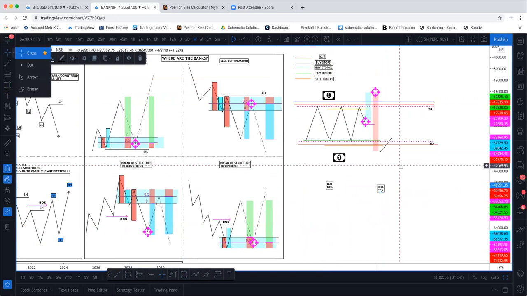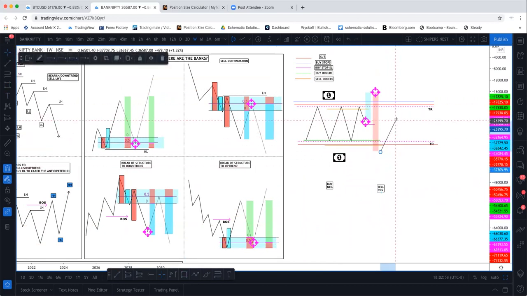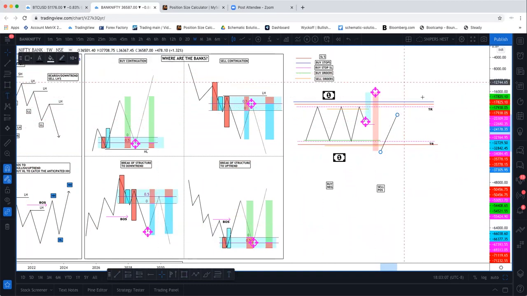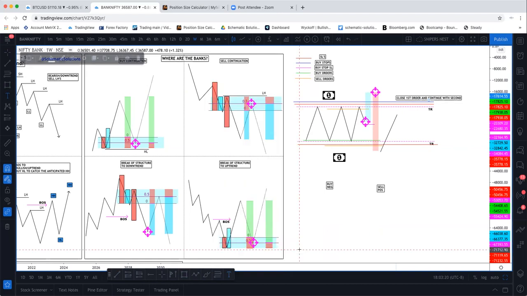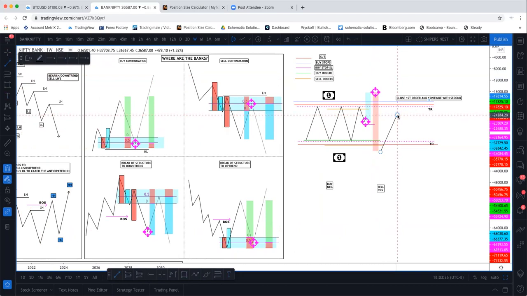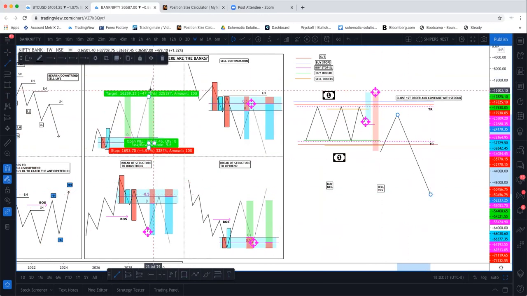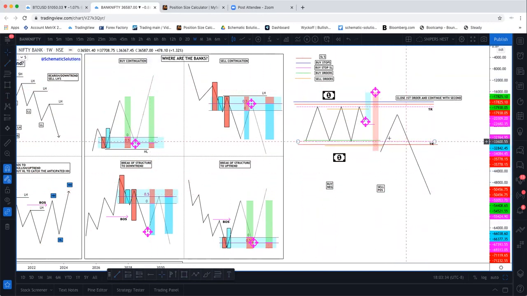So ultimately all that we look for is for the institutions to drive price up and to close out of their buy orders. That's what's happening. So price drives up. This is where institutions close first order and continue with second. So this is where the institutions will typically mitigate out of their positions, close out of their first order, continue with their seconds. And this happens over and over and over again.